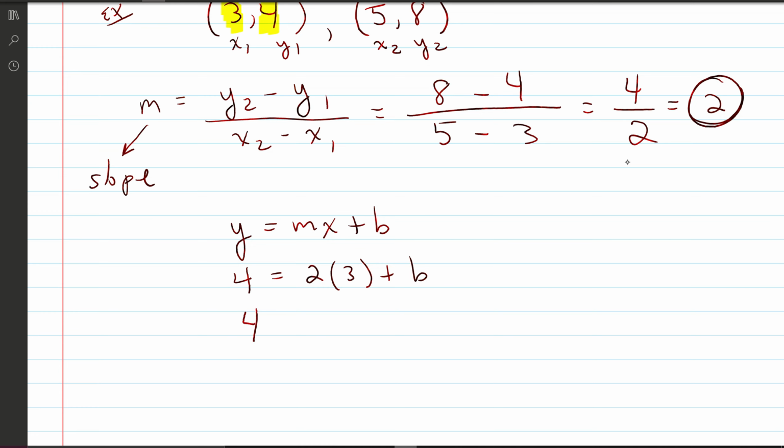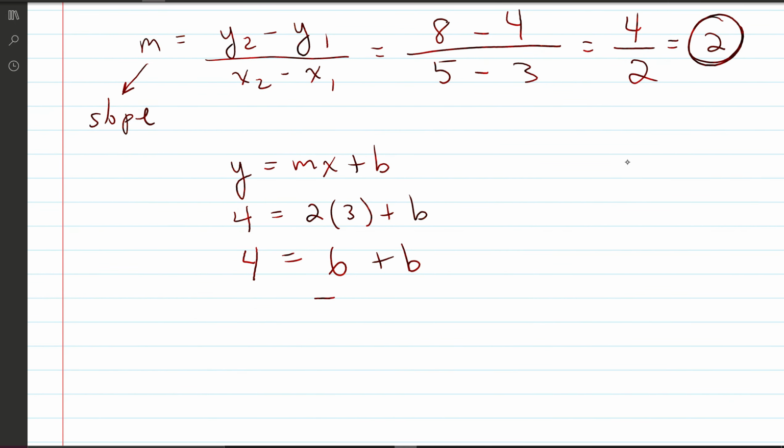So we have 4 equals 2 times 3 is 6 plus b. And now we're just solving for b, so I'm just going to subtract 6 from both sides. Right, and then I get b is equal to 4 minus 6 is a negative 2. So now I have my slope is 2, my y-intercept is negative 2.